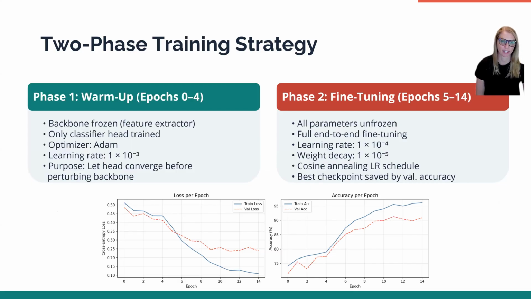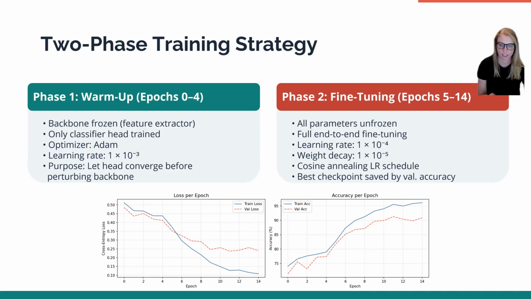So I used a 2-phase training strategy. Phase 1 was our warm-up, epochs 0 through 4. We used a frozen backbone, so our feature extractor, and only the classifier head was trained. We used an Adam optimizer, and we let the head converge before perturbing the backbone. You can see epochs 0 to 4 on our diagrams below, where you have that drop off and then it stabilizes.